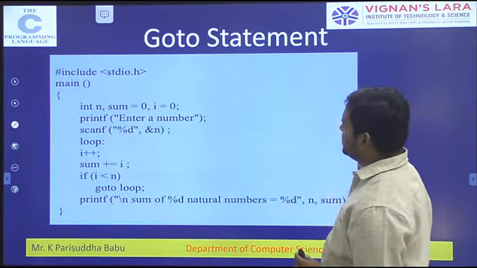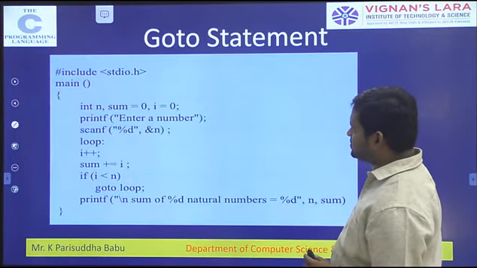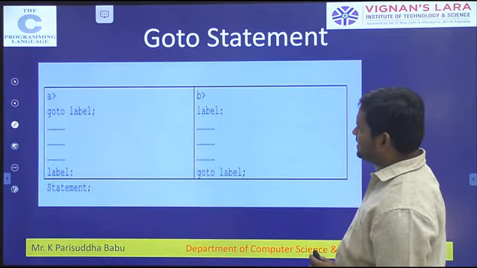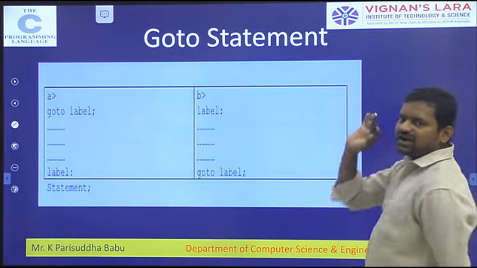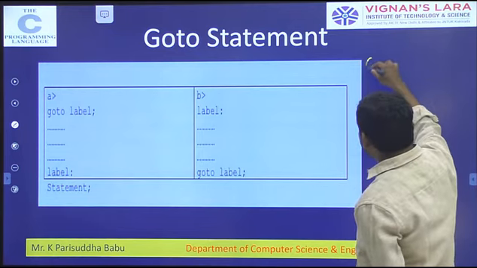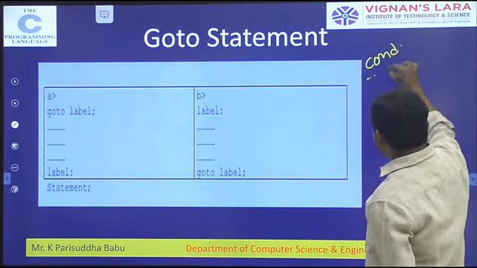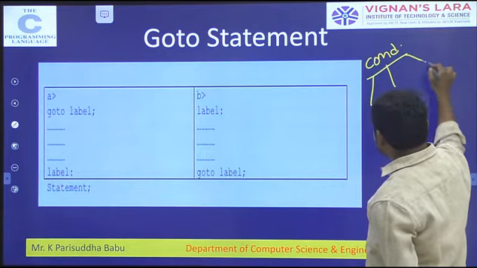Where we are using the break statement. Next, the goto statement, which we saw earlier. These are unconditional statements. Conditional statements are of how many types? How many conditional statements are there?